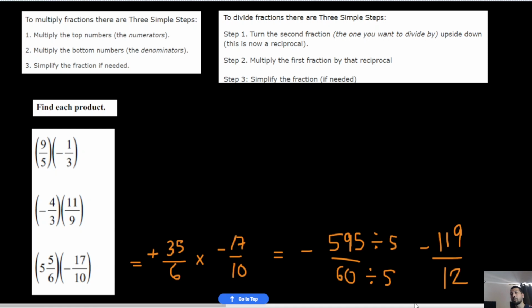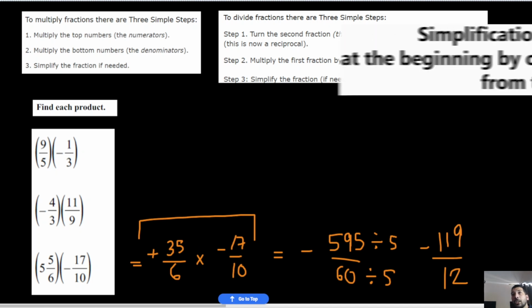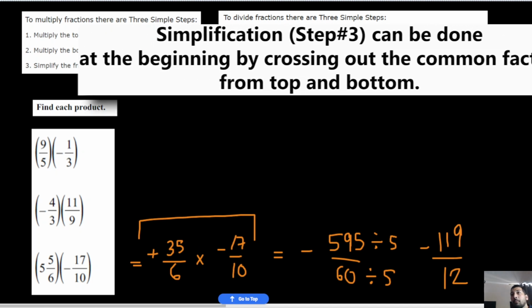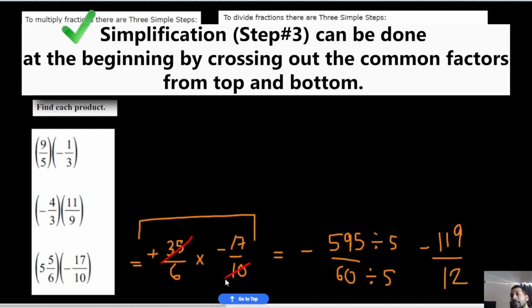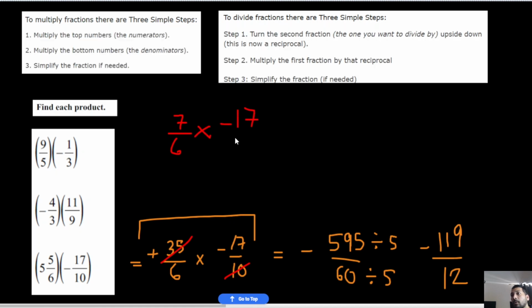Now, when you do fraction multiplication, there is another quick strategy that we can do. Here, instead of multiplying the top numbers together and multiplying the bottom numbers together, we can simplify the fraction at this stage. In any fraction multiplication, any number at the top with respect to the bottom number represents division. So I can divide this 35 and this 10 by 5. So I have 7 over 6 times negative 17 over 2. So you can see that if I divide 35 and 10 by 5, I get 7 and 2.